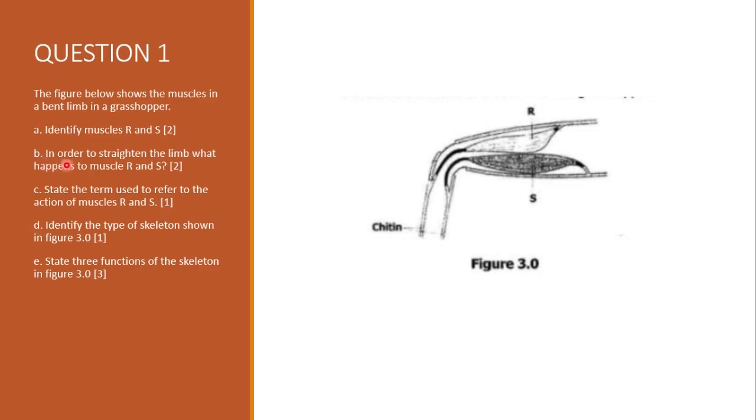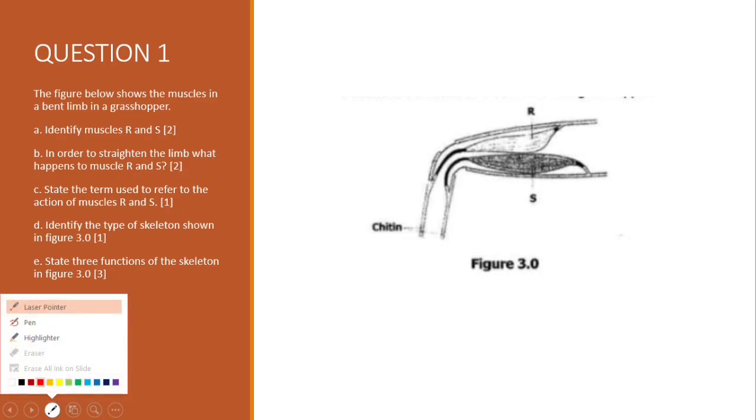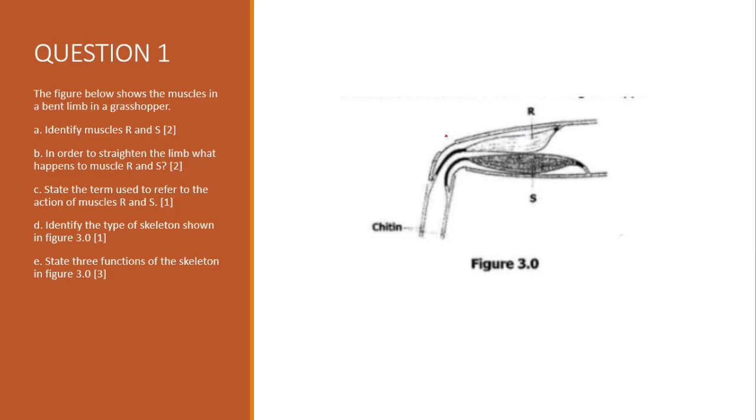Alright, so in order to straighten the limb, what happens to muscle R and S? In order for this limb to become straight, let me get a pen. For this limb to become straight like this, what should happen to muscle R and what should happen to muscle S? Muscle R is an extensor muscle, like we said.